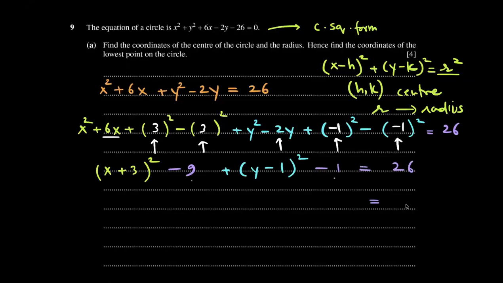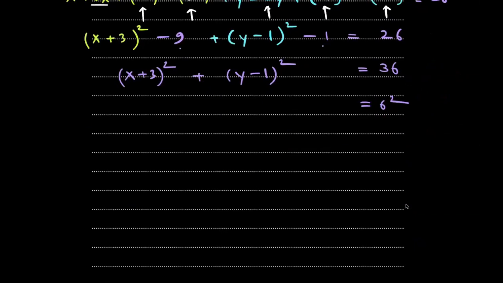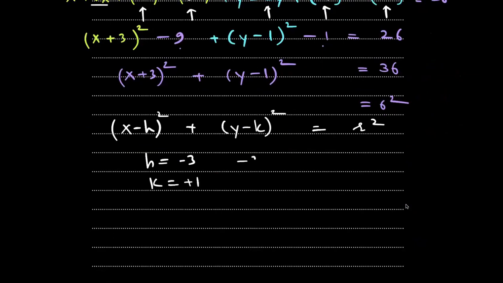So this is 36, which is basically 6 squared. And this is x plus 3 whole square. And this is y minus 1 whole square. And I can compare it with x minus h whole square plus y minus k whole square equals r square. Therefore, h is negative 3. Therefore, k is positive 1. Therefore, negative 3 comma 1. That's the center of the circle. R square is 6 square. Therefore, r comes out to be 6.